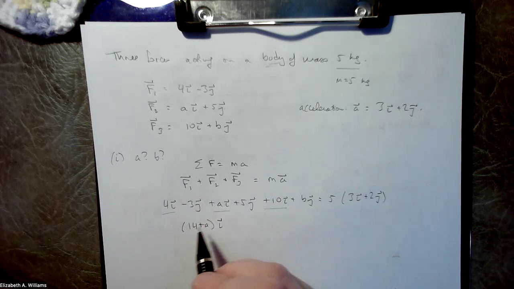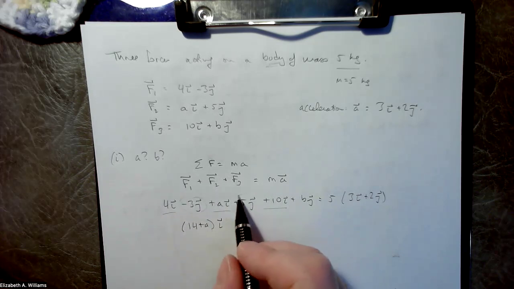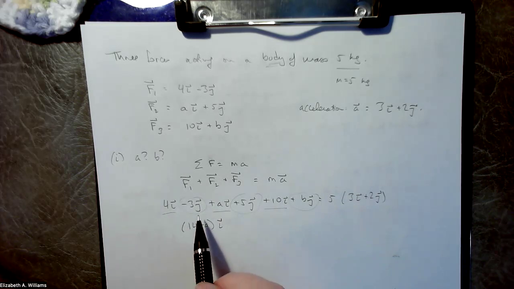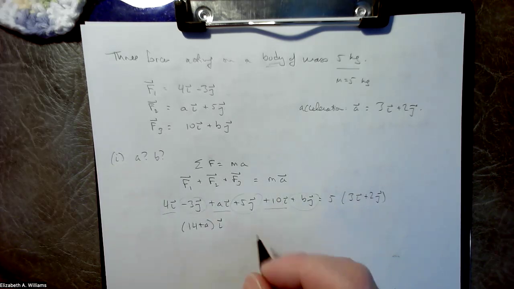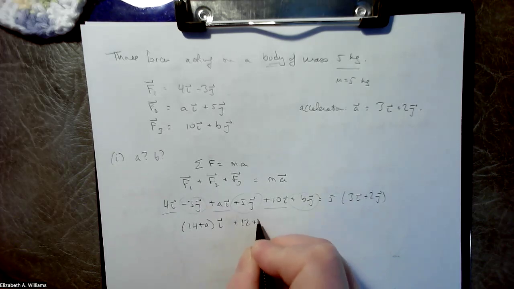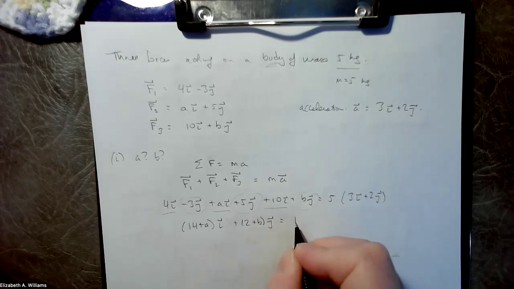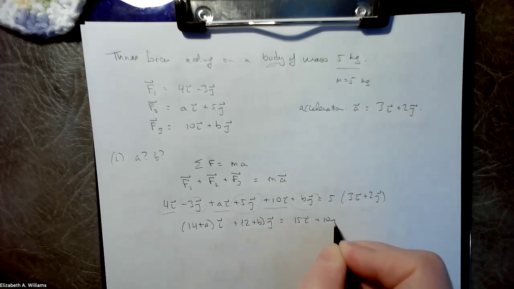And same thing with the j's. And I find it really helpful to mark out the terms I'm looking at so I don't miss anybody and I don't mix them up. So minus 3 add 5, that's 2 plus b. So 2 add b worth of j. And that's going to give me 15i plus 10j.